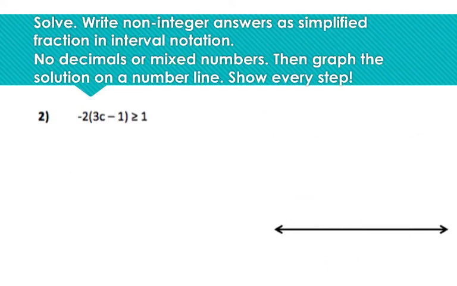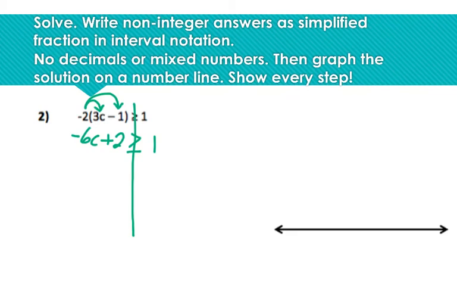Number 2, negative 2 times 3c minus 1 is greater than or equal to 1. So again, we're going to draw a line down from our inequality sign. But the first operation we're going to have to do is distributive property, so multiplication. So negative 2 times 3c is negative 6c. And negative 2 times negative 1 is going to be a positive 2. Our inequality sign doesn't change because we didn't multiply by negative 2 on both sides of our inequality sign. So still greater than or equal to 1.